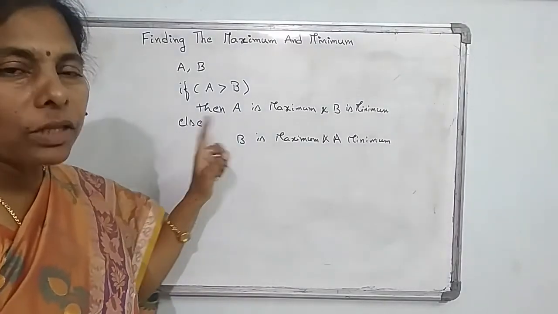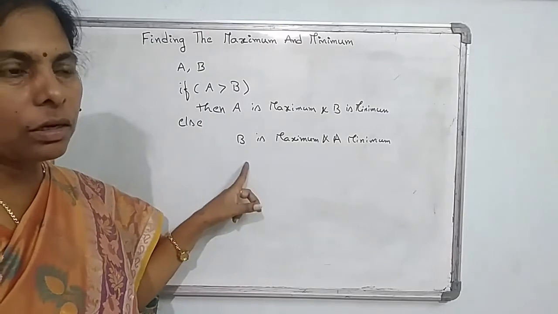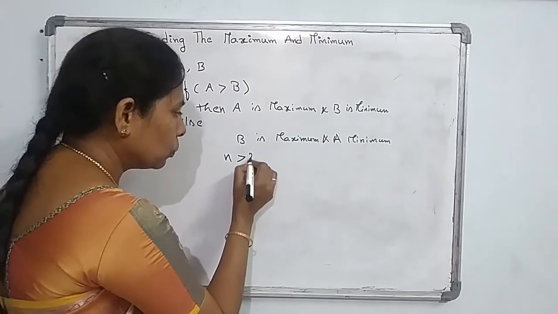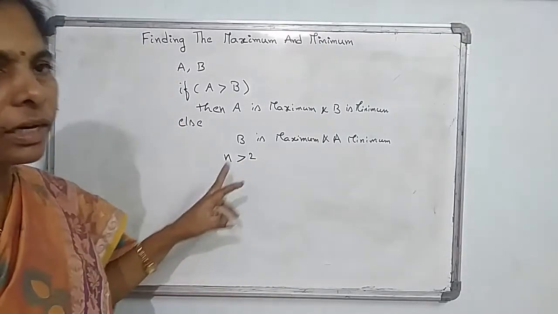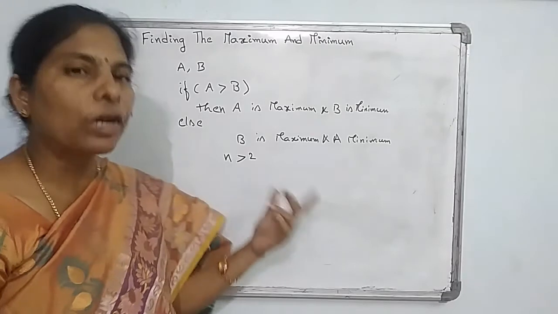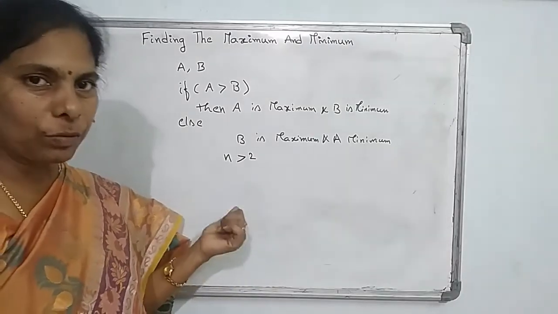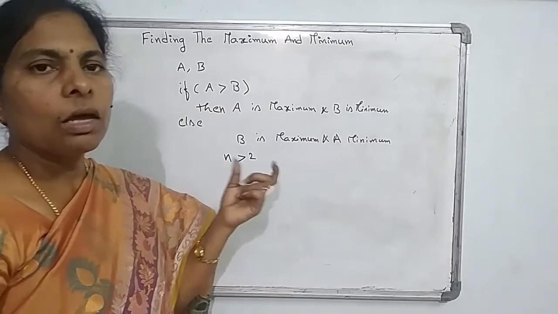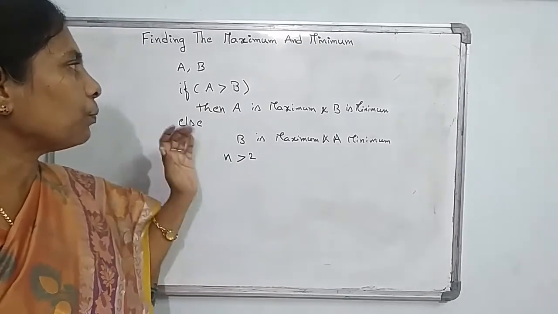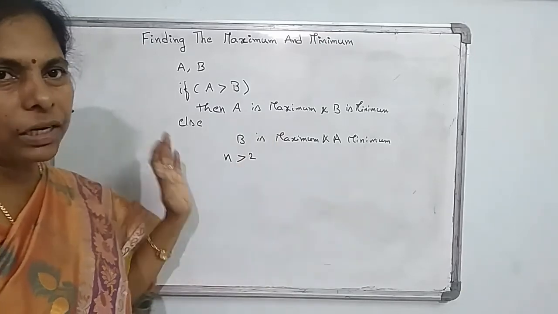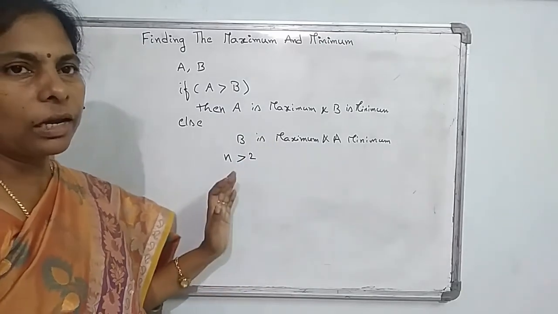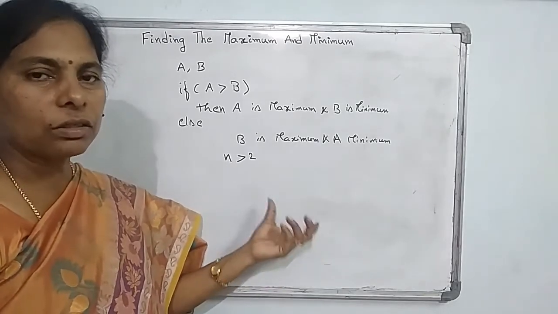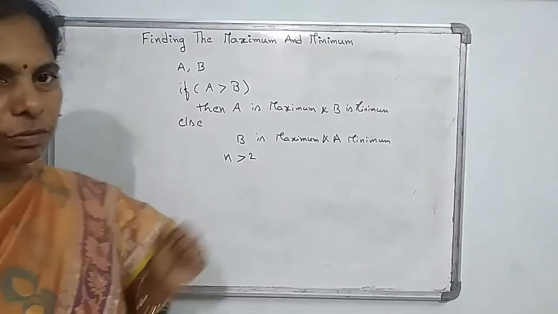But if we have more than two elements, that means 3 or any number, that is n greater than 2, then how do we find the minimum element and the maximum element? Suppose n equal to 3 elements. Then again you can compare the A, B, C values. You compare A with B and C, and again compare B and C, to see which one is maximum and which one is minimum.